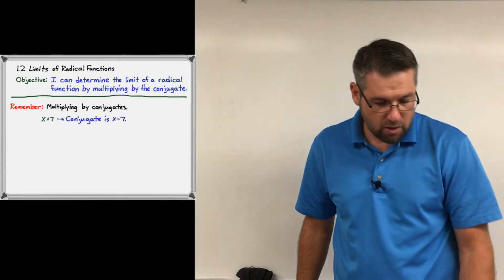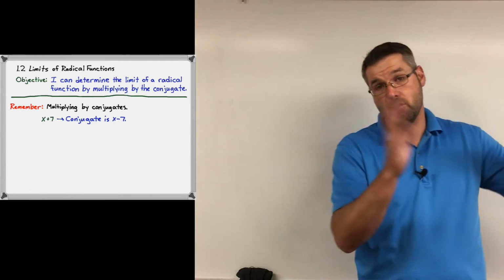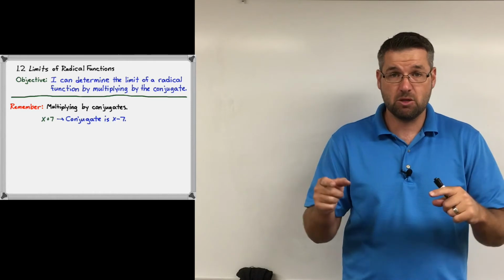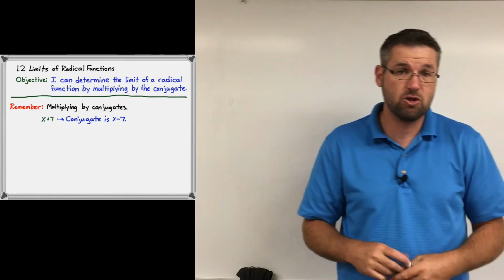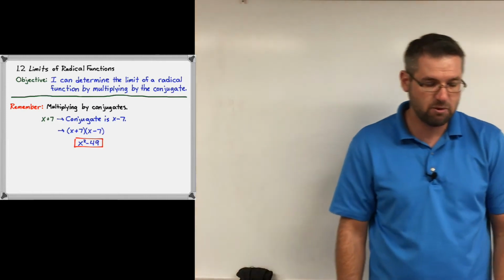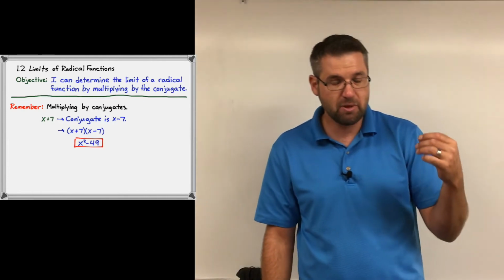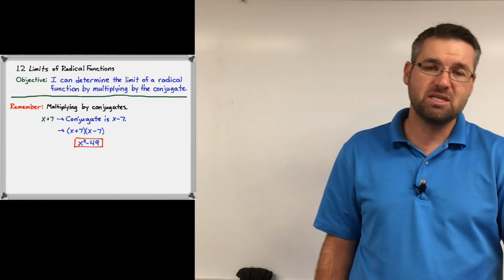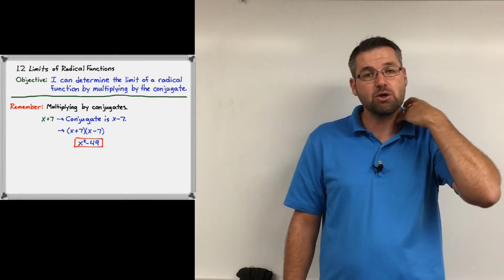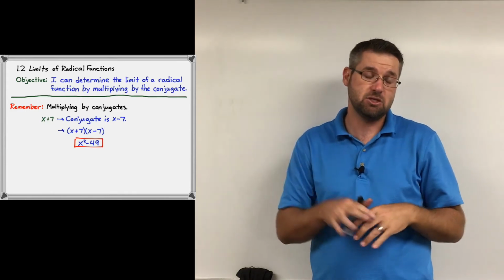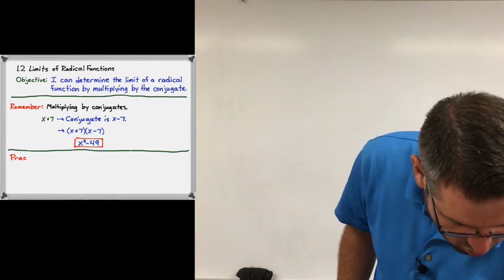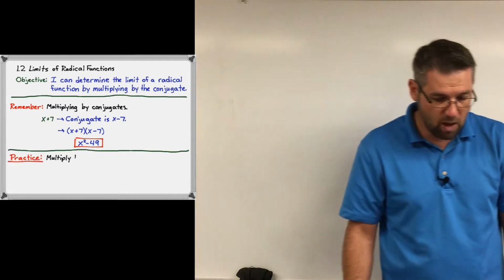The reason that's important, or the reason it was important in the past, is that when you multiply conjugates, it actually gets rid of the middle term. Today is an application of why that's important. When you multiply x plus 7 and x minus 7, you end up with x squared minus 49, which is a difference of squares. If you FOIL it out, you'll notice the plus 7x and the minus 7x cancel each other out, and you're left with x squared minus 49. Now, how does that help us? Well, we'll find out in just a little while.